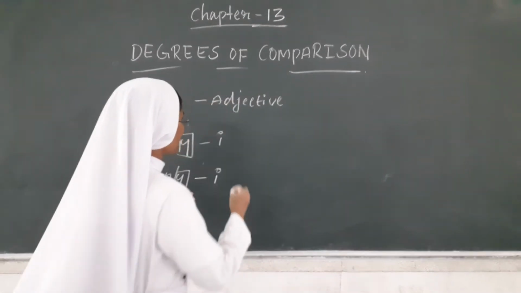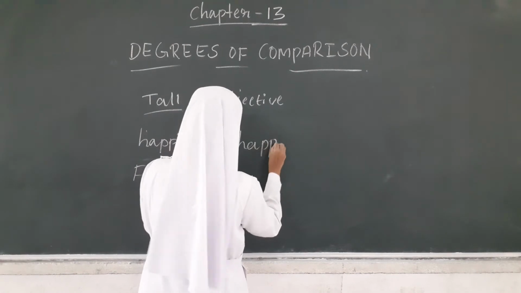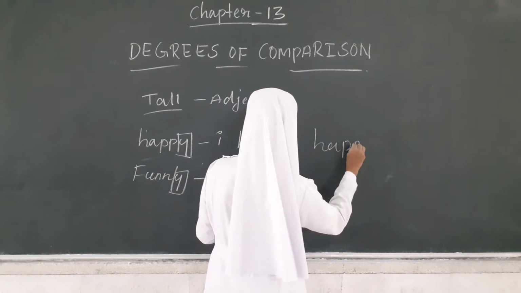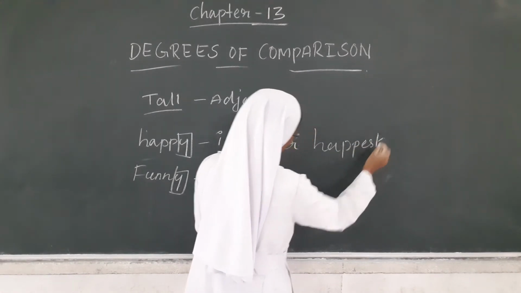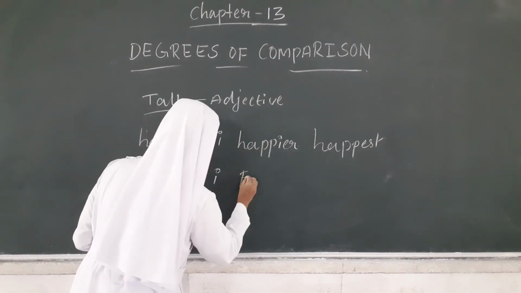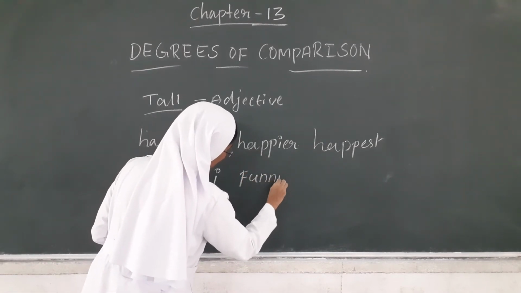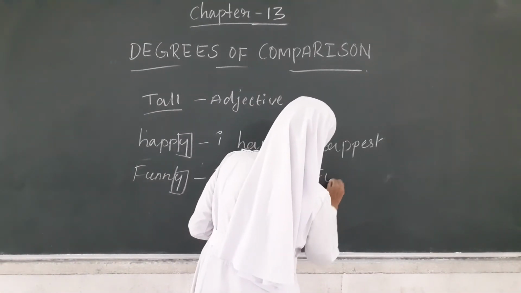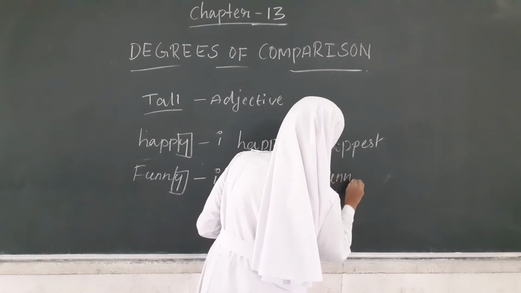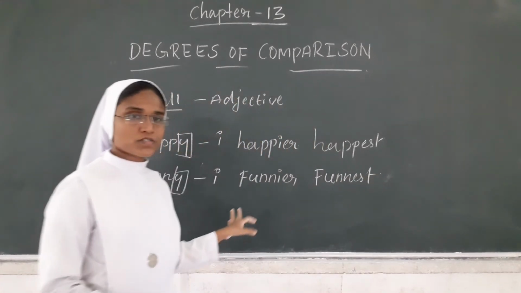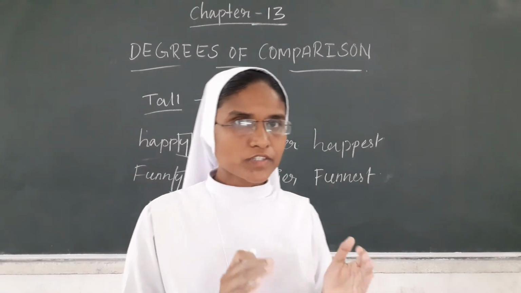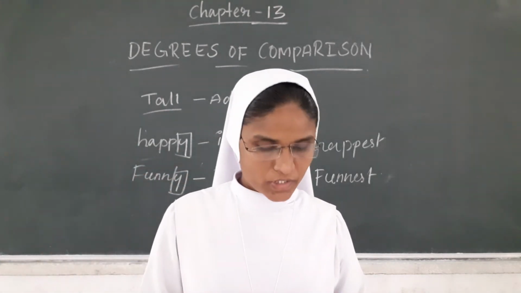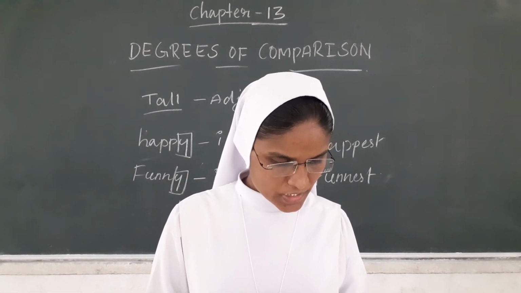So now you see happier, happiest. Then funny, funnier, then funniest. Okay, this is to change from the positive degree to the comparative degree and the superlative degree. Okay, then the sixth one you see here.